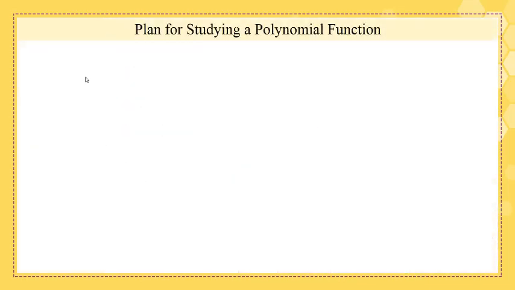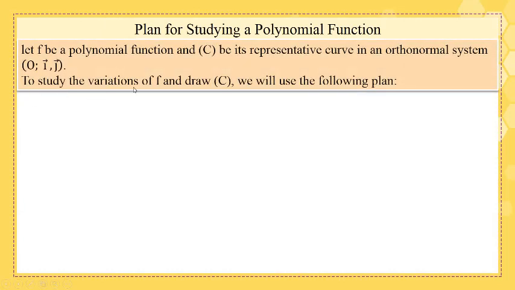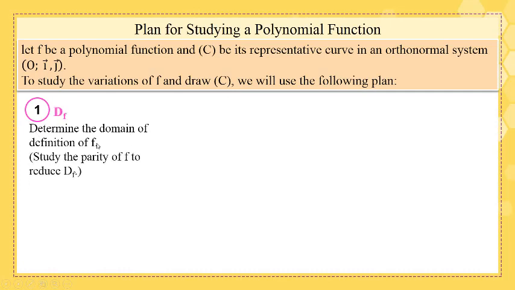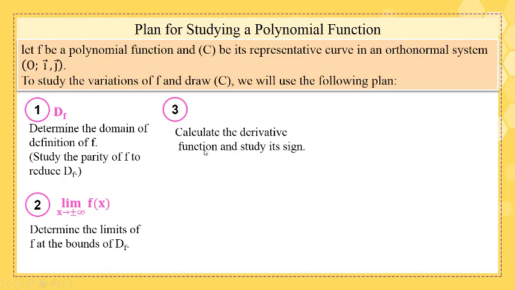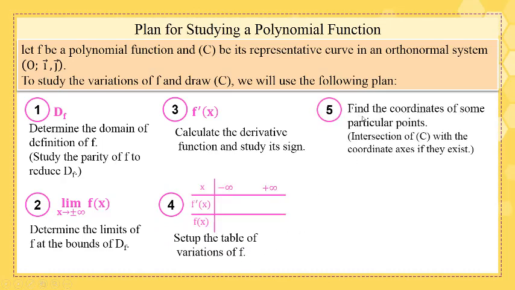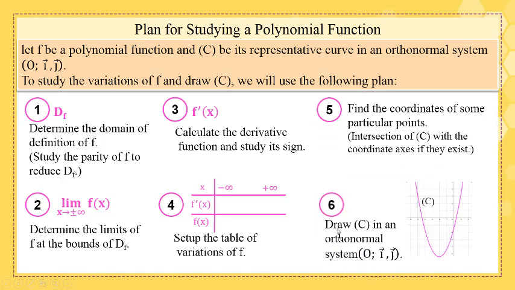At the beginning, let us consider the plan for studying a polynomial function. To study the variations of f and draw C, we will use the following plan. First step, determine the domain of definition of f. Second step, determine the limits of f at the bounds of the domain. Third step, calculate the derivative function and study its sign. Fourth step, set up the table of variations of f. Fifth step, find the coordinates of some particular points. And the final step is to draw C in an orthonormal system.